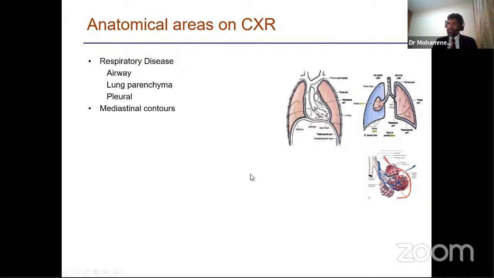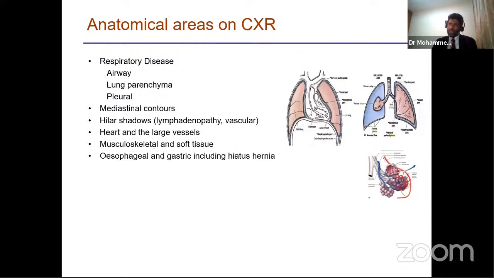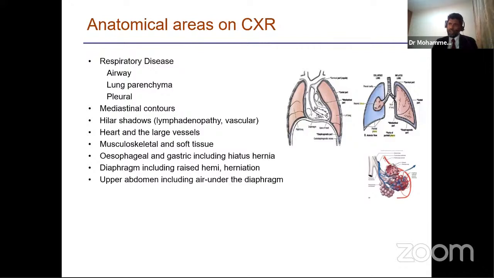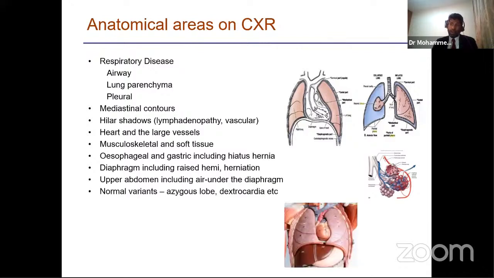And in addition to the respiratory diseases, we are also looking at the mediastinum. We are looking at the hilar changes, like Dr. Afsar just mentioned. We are looking at the large vessels, the musculoskeletal and the soft tissue, the esophagus, which goes down behind, and the diaphragm, and the upper abdomen is also key.